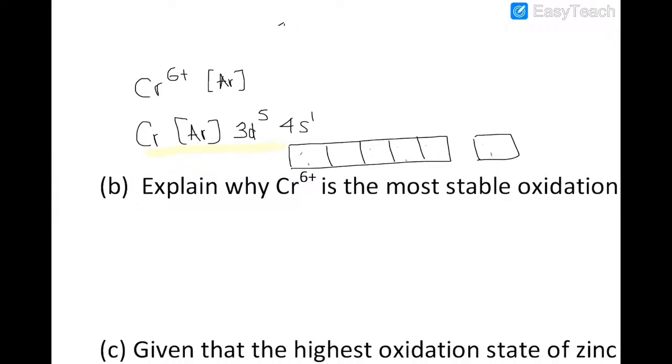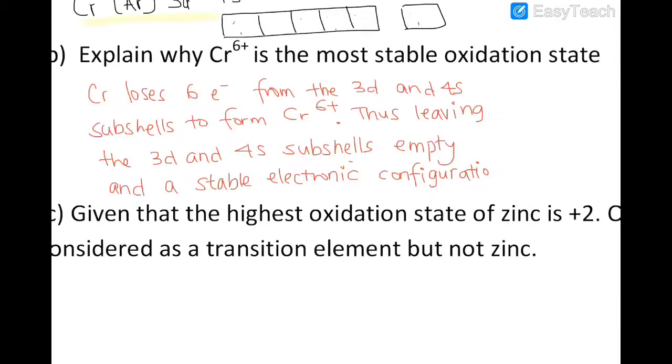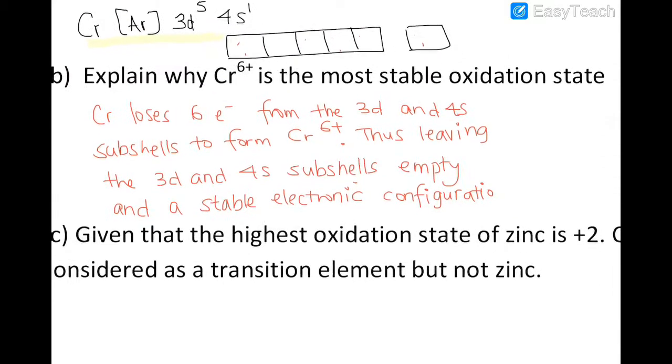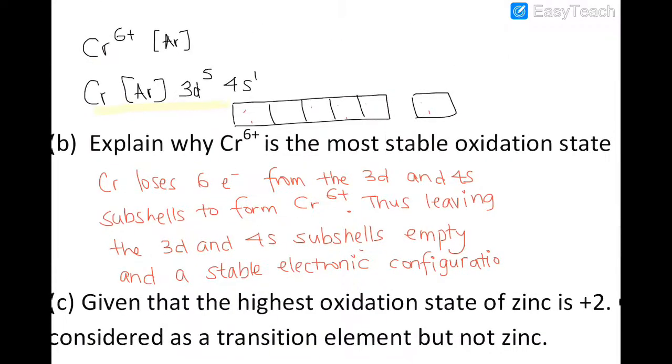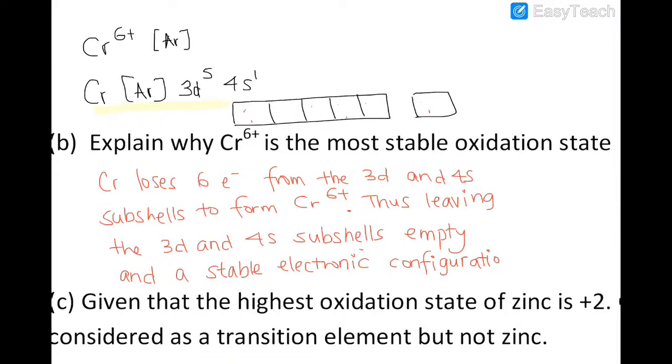So why is it the most stable? So this is what's going to happen. It's going to lose 6 electrons from the 3d and the 4s subshells to form Cr6+. Hence the 3d and the 4s subshells are completely empty, as you can see here, and this is a stable electronic configuration because everything else inside is going to be completely filled.